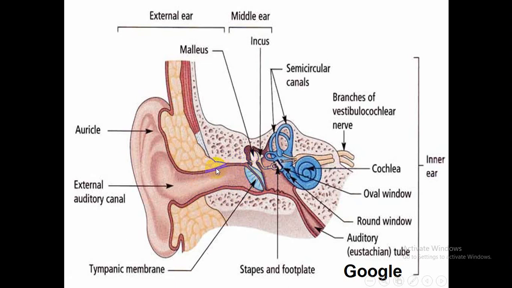طبعا the meatus is lined with skin, which is firmly attached to the cartilage and the bone, and this skin also covers the tympanic membrane from outside. فإذا tympanic membrane from outside is covered with skin مثل المياتس، ومن الانر سايد، بالميدل اير، راح يكون covered with the mucous membrane مثل اللايننج مع الميدل اير.